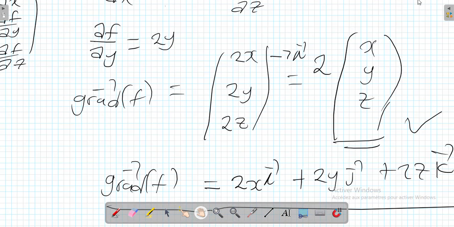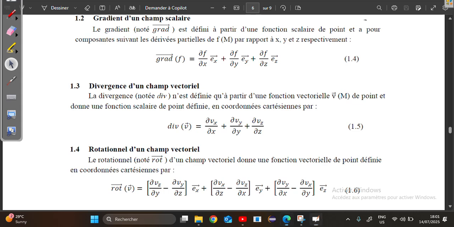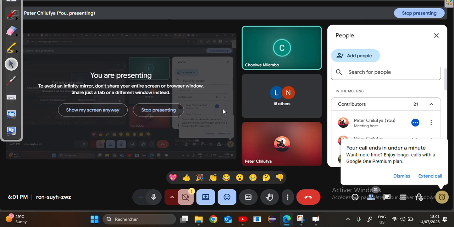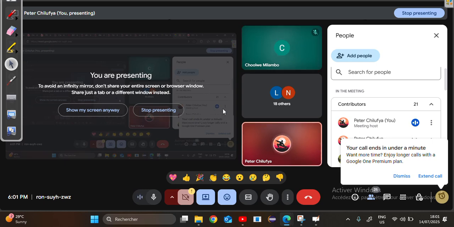1 minute left, or your call ends in 1 minute. Yes, okay, one minute. Because the people don't have electricity and things like that.